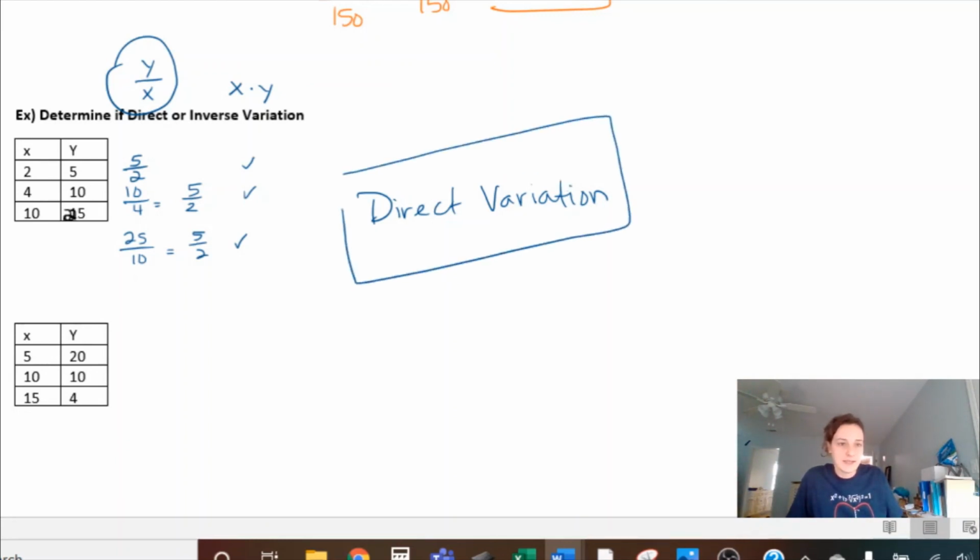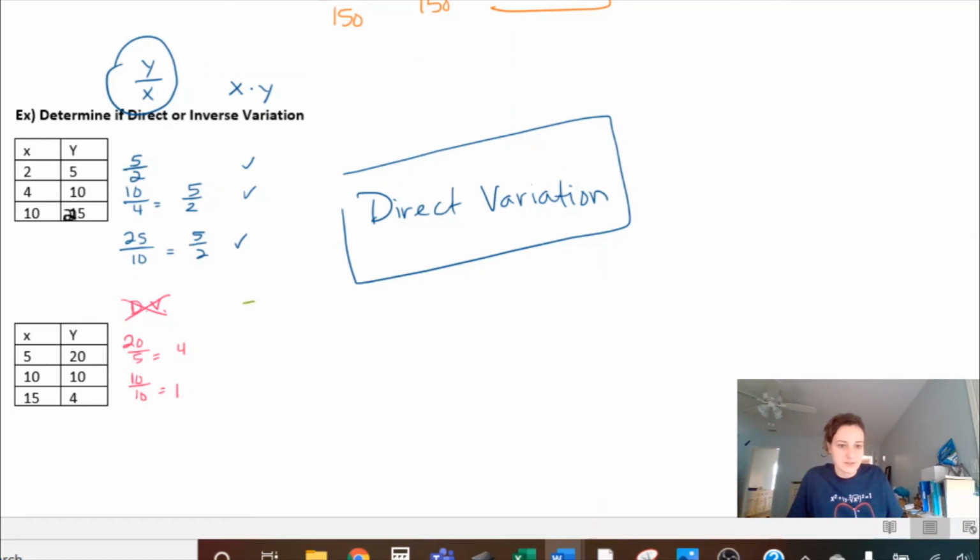And in the very last problem now, let's look at this one. If I tried for direct variation, I'll have 20 over 5, which simplifies to be 4. But then I have 10 over 10, and 10 over 10 simplifies to be 1. So direct variation is not going to work here, okay? So direct variation didn't work. So now let's try inverse variation.